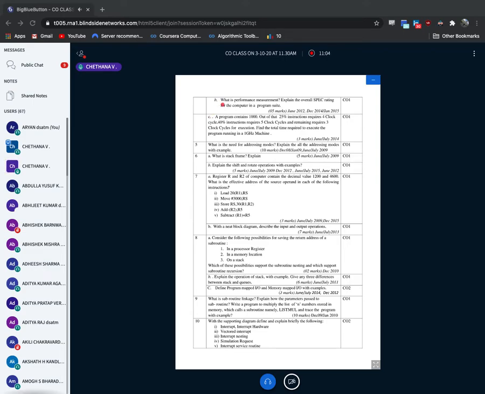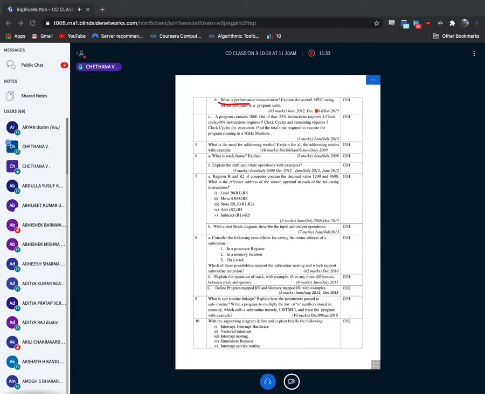So you have to define what is performance measurement, and you have to explain what is SPEC rating. Performance measurement definition you have to write. Then SPEC rating, SPEC rating is equal to what? The running time of the computer under test divided by the computer under reference. That thing you have to analyze. I think you are able to see that answer already in the explanation I've given.